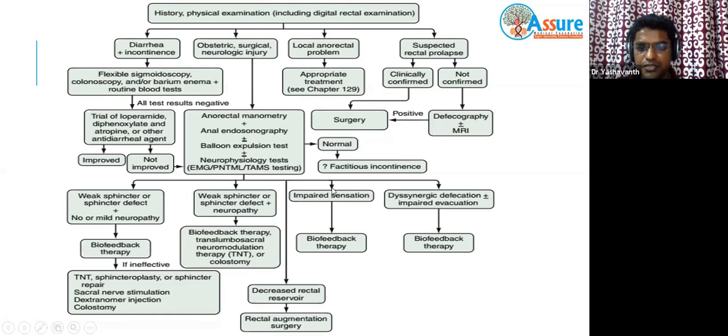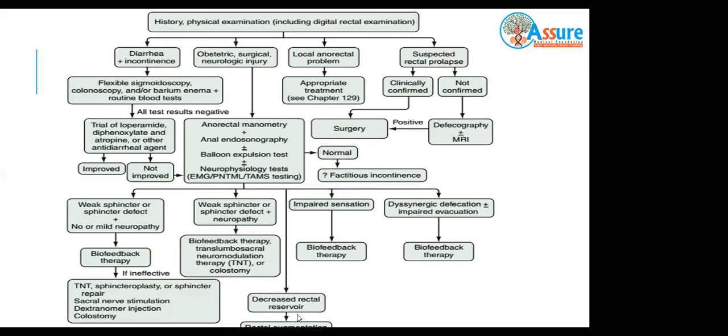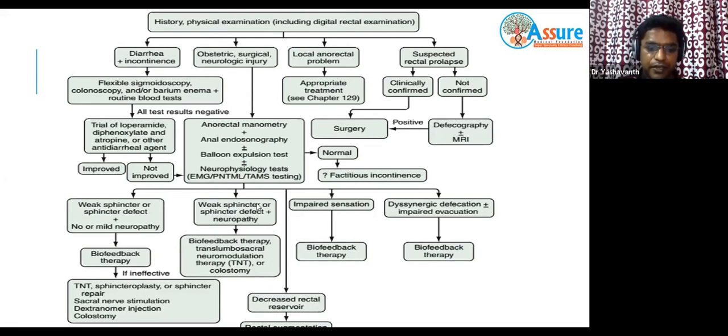If there is an impaired sensation, you can still do biofeedback therapy, but results are not good. And if there is a decreased rectal reservoir, you can do rectal augmentation surgery. If you have weak sphincter, no neuropathy, biofeedback. If there is a neuropathy, then you have to do translumbar neuromodulation therapy with biofeedback.